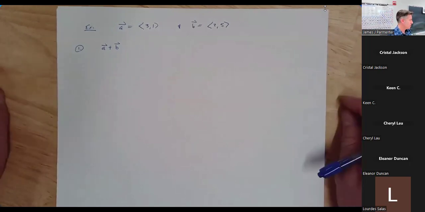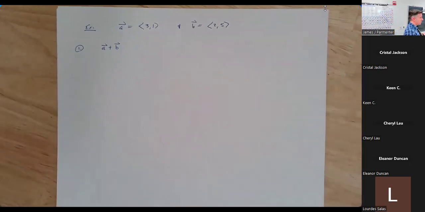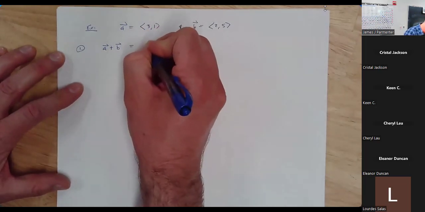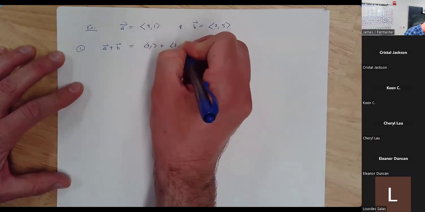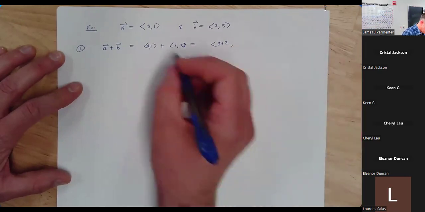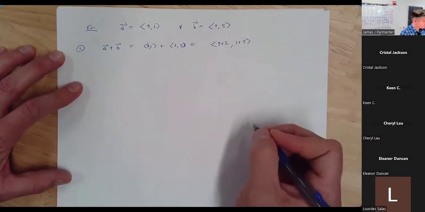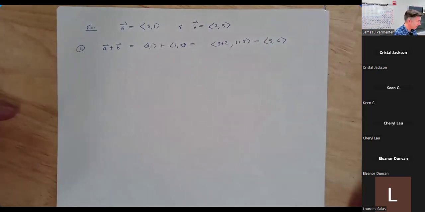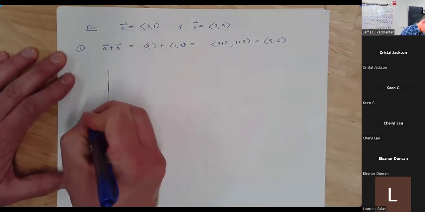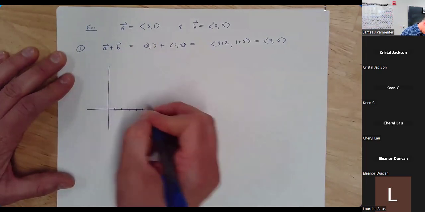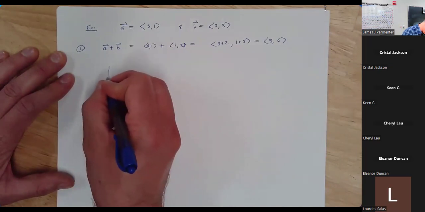So here's the great thing about vectors, is vector addition and subtraction works kind of the way you would hope it would work, meaning you're just going to add the parts together that are in the same spot. So if I'm going to add 3, 1 and 2, 5, I'm going to get 3 plus 2 in the x component or the horizontal component, and 1 plus 5 in the y component or the vertical component. That's going to be 5, 6. It's also graphically nice. I have it for you.